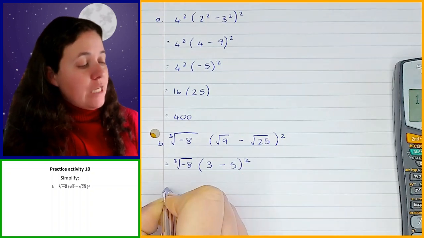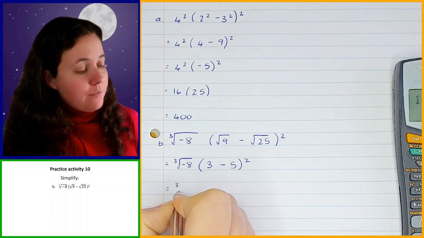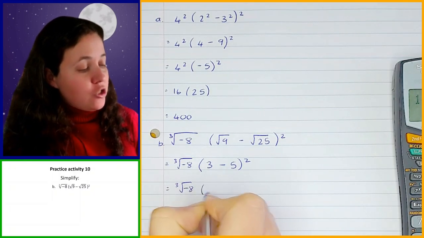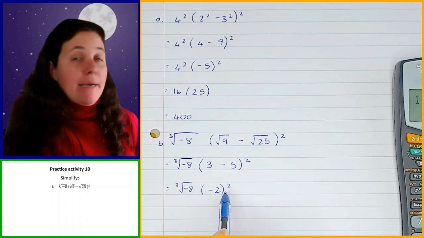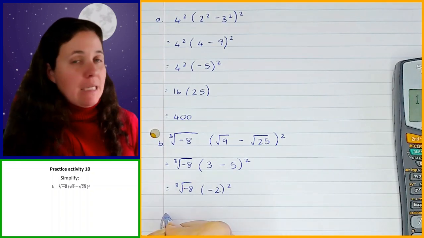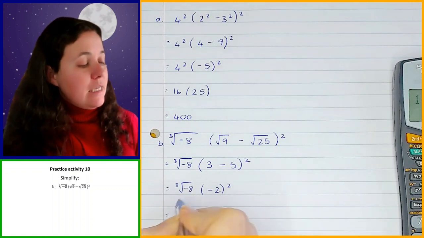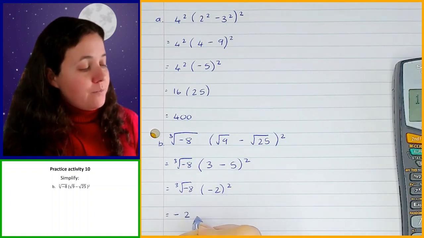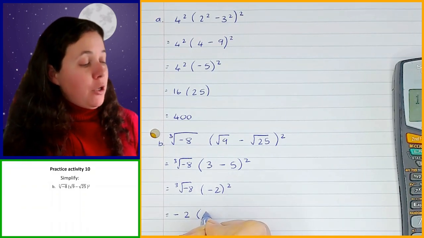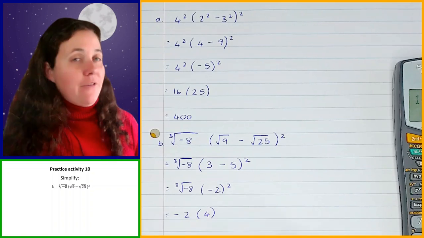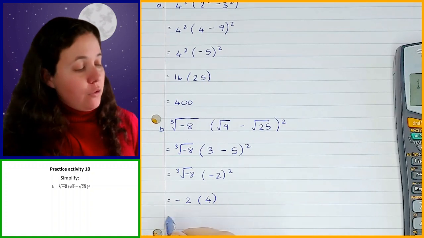5, squared. Okay, so now I can simplify what's inside those brackets, and that gives me negative 2 squared. So now I'm going to do my root and my exponent, because remember, they can be done in the same step, just like multiplication and division can be done in the same step. So the cube root of negative 8 is negative 2, multiplied by the square of negative 2, which is positive 4. And that gives us a final answer of negative 8. If I multiply negative 2 by 4, that gives me negative 8.